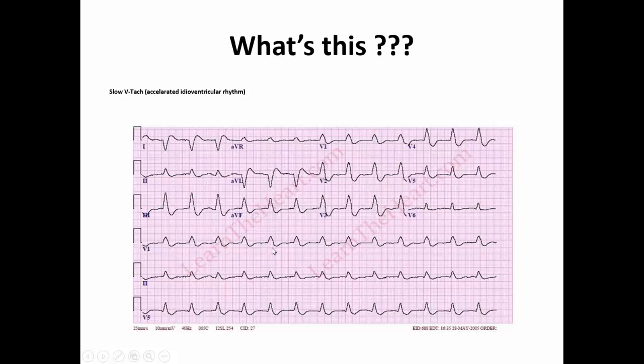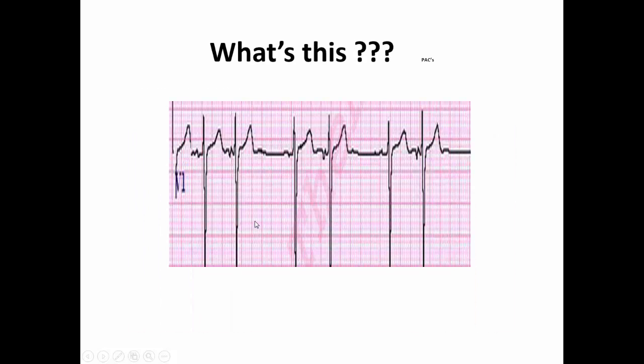But from an ST elevation standpoint, really can't read this, right? Because if you take a look at your QRS complex, it's over 5 boxes wide. So it's a bundle branch block pattern. And with a bundle branch pattern, we really can't read an ST elevation MI.